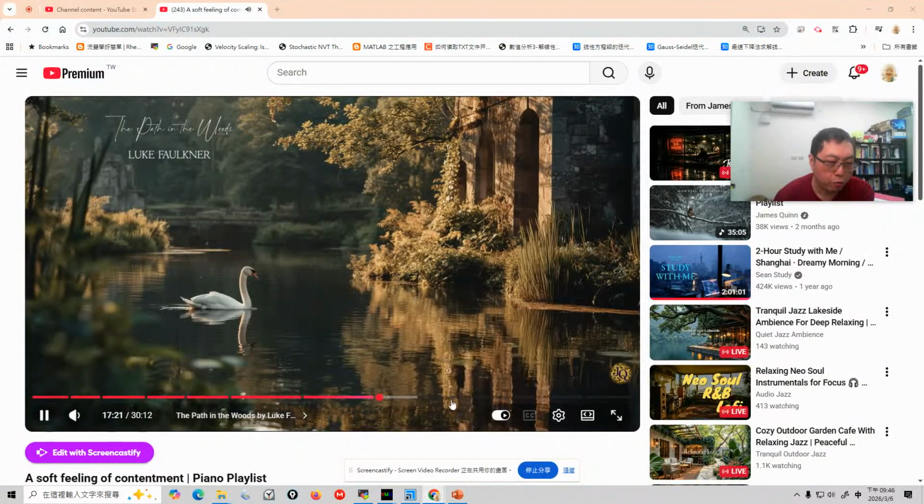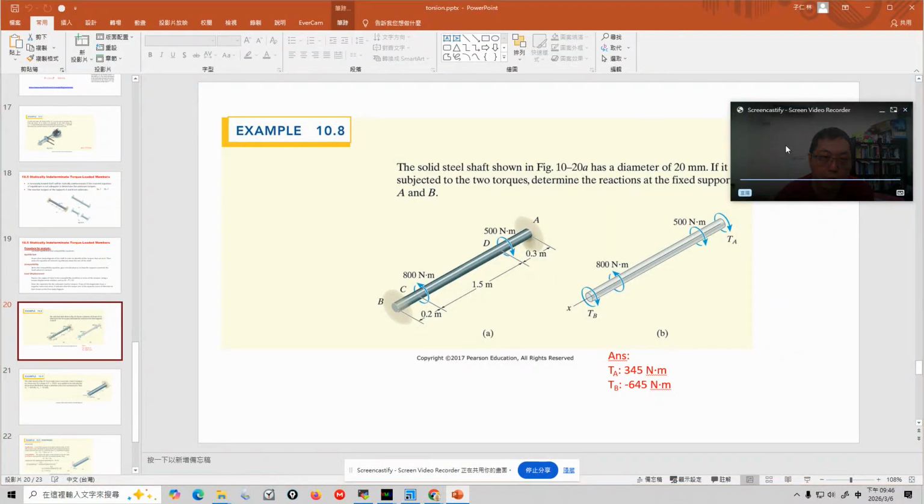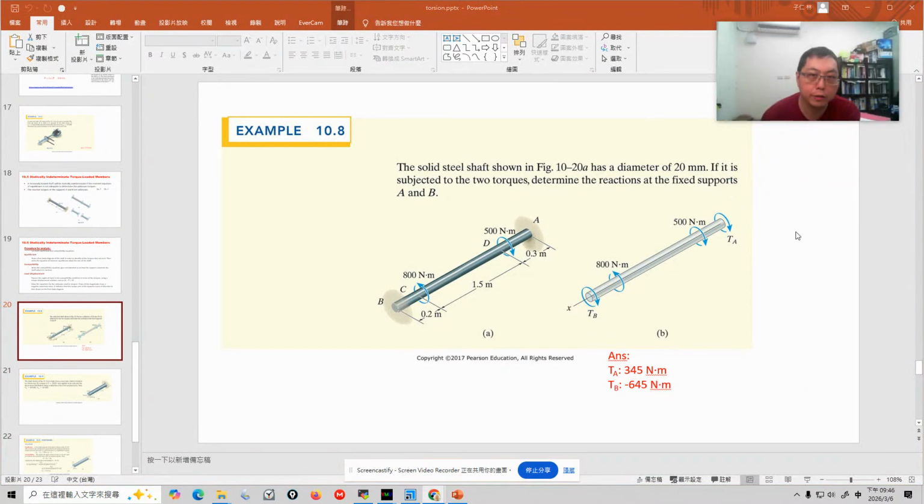Okay, hello everyone. This is a remake video of example 10.8. The reason I remade this video is that I want to correct some sign convention issues for the torsional loading problem. Example 10.8 is a statically indeterminate problem, and it is very similar to our introduction problem for statically indeterminate torsional load problems.